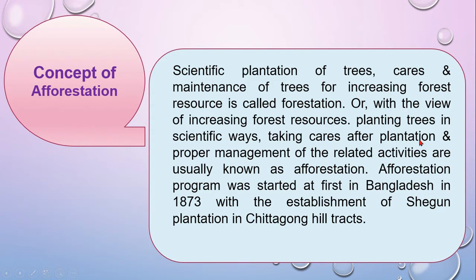That means when in a place, artificially and scientifically, trees are planted and different kinds of care are monitored for increasing the forest resources and management, that is called afforestation. In our country, the afforestation program first started in 1873 in the Chittagong Hill Tracts, where segun plants were planted. So this is important for your MCQ as well as the definition for creative questions.